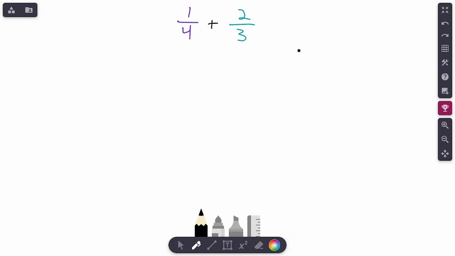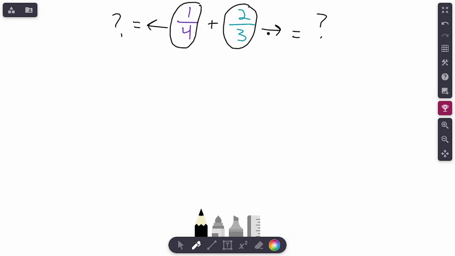So what do we have to do, Mr. C? What do we have to do in order to get started adding this? Well, that's a good question. We need to create equivalent fractions for both of these fractions. We're going to create an equivalent fraction for this, and we're going to create an equivalent fraction for this fraction. Once we have common denominators, so that the denominators for both of these fractions are the same, it's going to make it really easy for us to add the numerators, okay?